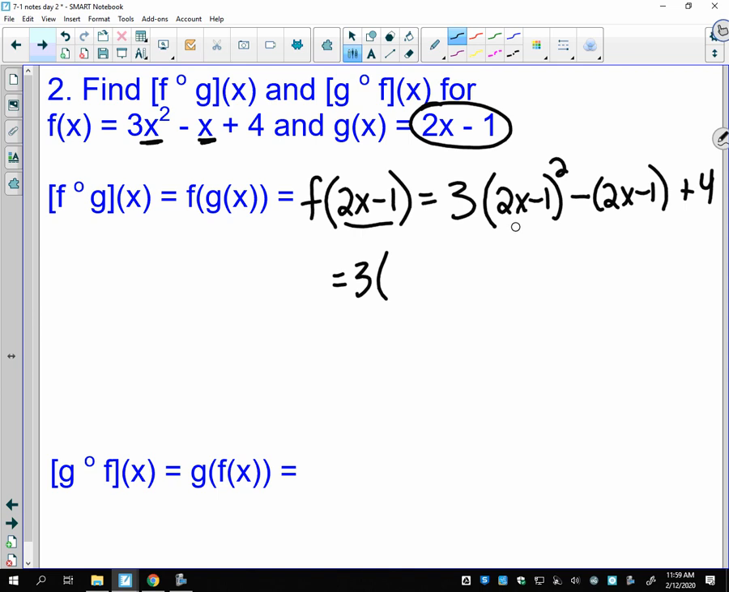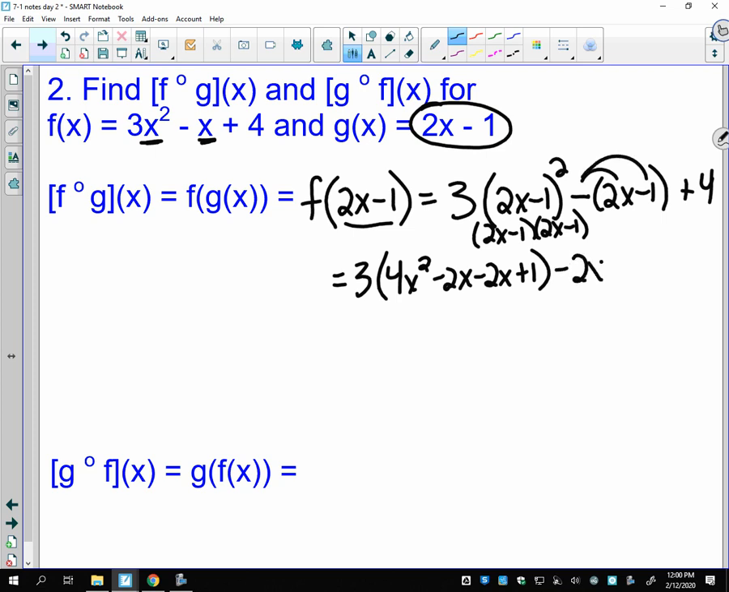So step 1, I'm going to FOIL this so I get, right, remember that means there's 2 of them. That's 2x minus 1 and 2x minus 1. So that's 4x squared minus 2x plus 1. And then if I distribute this negative, that just becomes minus 2x plus 1. And then I still have this plus 4. So I still have a little bit of work to do.